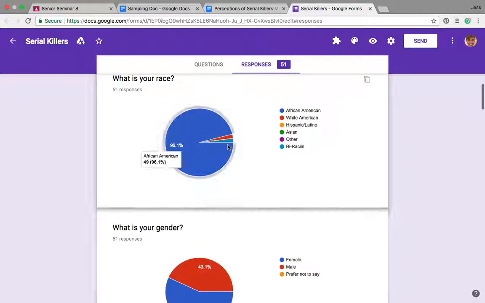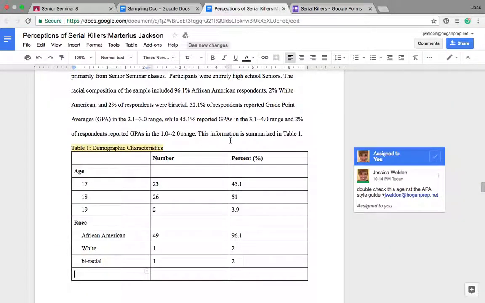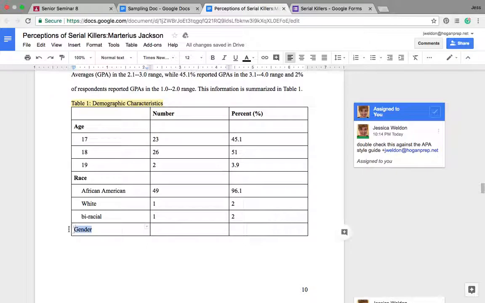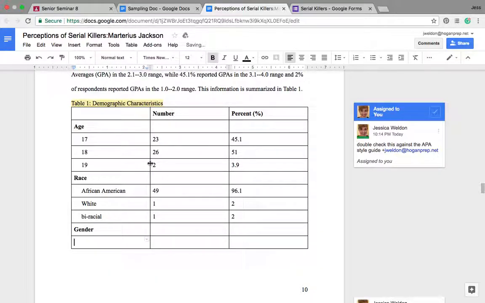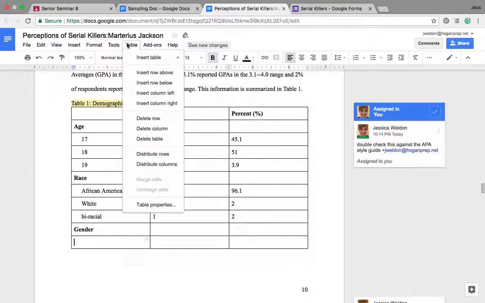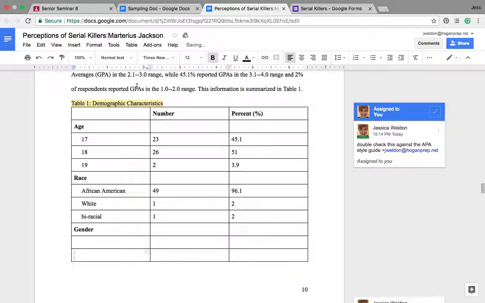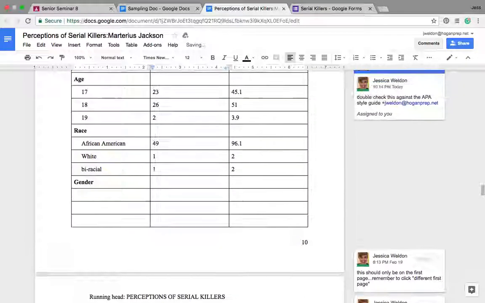Alright, we already did gender, I think. Nah, we didn't. Okay, so we're going to do gender. And now you see we have a problem because I have run out of rows. So the way I'm going to get around that is, if I'm on a PC or not a Chromebook, I'm going to right click and insert a row below. If you don't want to do it that way, you can come up here to table and do insert row below, or my favorite, you can just hit tab a bunch of times and it will add more rows.